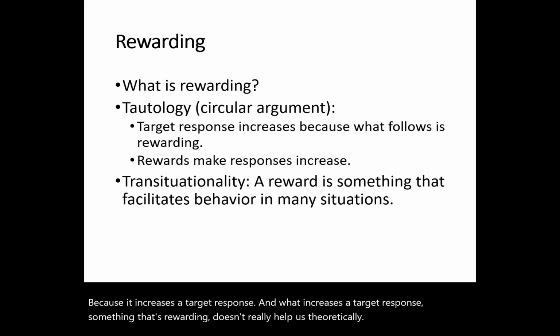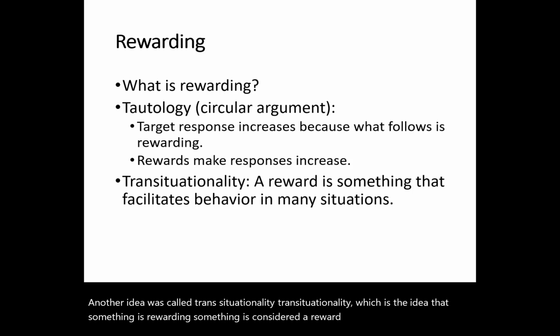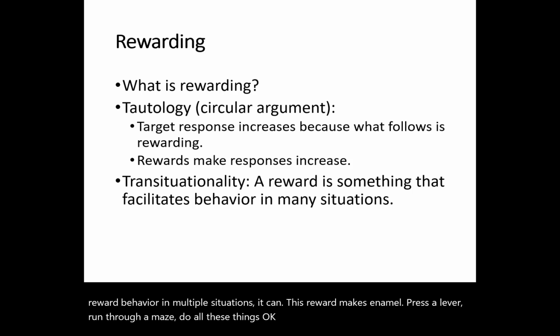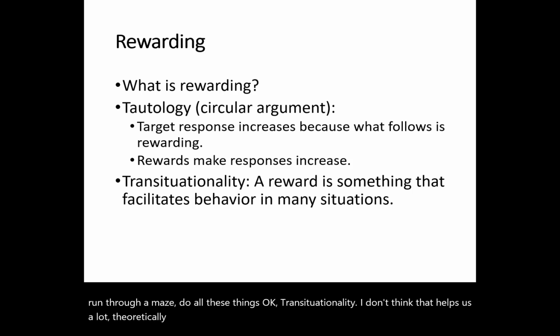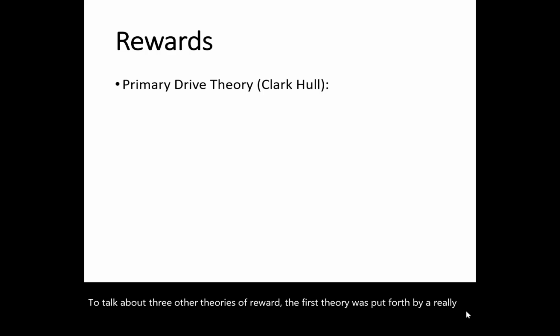Another idea is what's called transsituationality. Transsituationality is the idea that something is considered a reward, an S2 is rewarding, if it can reward behavior in multiple situations. This reward makes an animal press a lever, run through a maze, do all these things. Okay, transsituationality, I don't think that helps us a lot theoretically, but we're getting a little closer to a definition. I'd like to talk about 3 other theories of reward. The first theory was put forth by a really famous learning theorist, a guy named Clark Hall.